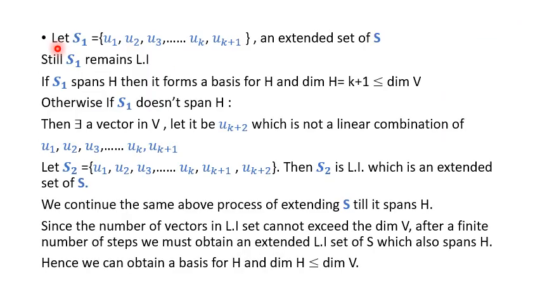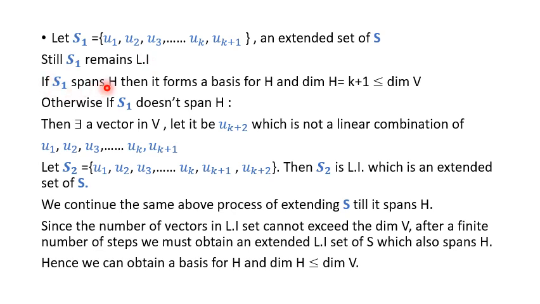Now I am taking a new set S1. What are the elements in S1? U1, U2, U3 and so on up to UK, the elements of S, adding UK plus 1. That is an extended set of S. The element I added, UK plus 1, is not a linear combination of these, it is free from all of them. Then S1 still remains Li. Why? Because up to UK they are already linearly independent, and you are adding one more vector which is not at all a linear combination of these. So S1 still remains Li.